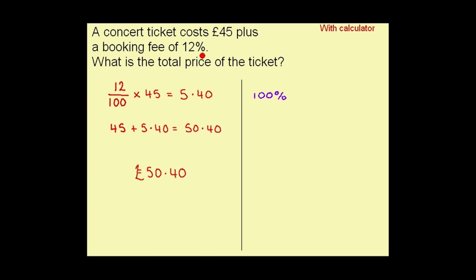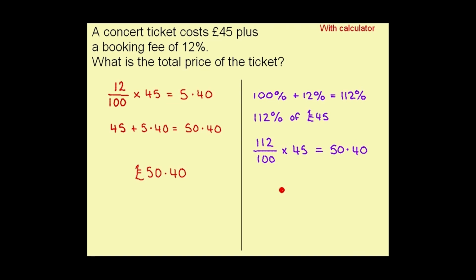And we want to add on 12%. So that gives us 112%. So what we want to find is 112% of £45. To do this, we have 112 out of 100 times 45. Typing this into the calculator as 112 divided by 100 times 45 will give us the answer straight away. We get £50.40. So the answer is £50.40.